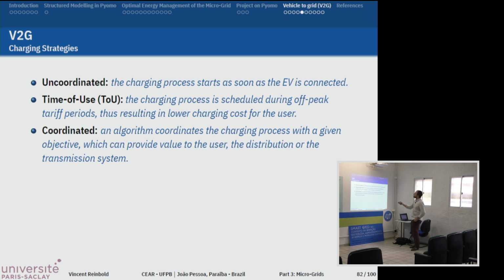So this is a medium strategy, let's say, and it's easy to implement. It's not the best. The best would be a completely coordinated strategy, where there is an algorithm or an intelligent strategy that coordinates the charging of all the vehicles. Okay? I have a question on this.